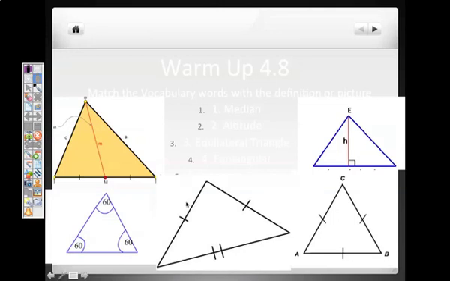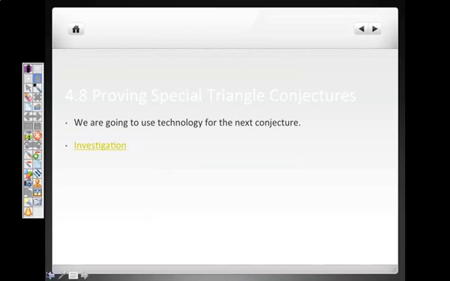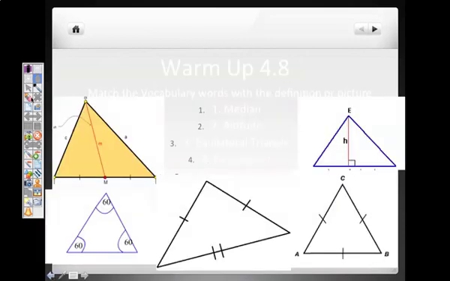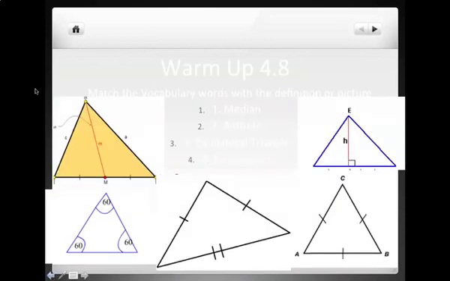We're going to start 4A with the warm-up. It's a little bit difficult to see here. It says match the vocabulary words with the definition or the picture. Let me go back. All right, so I'm going to write these in since it's kind of difficult to see.